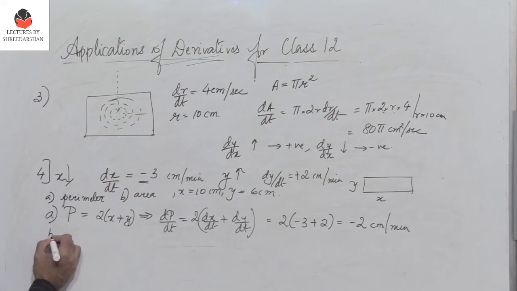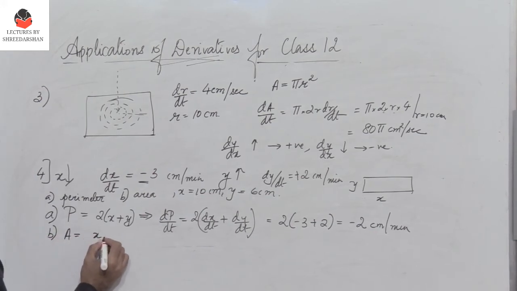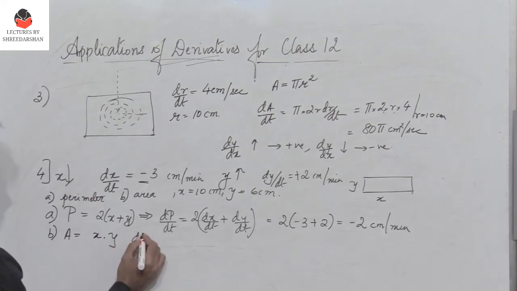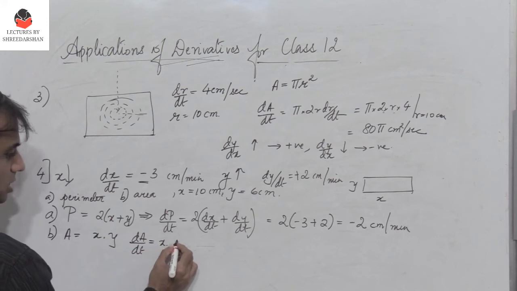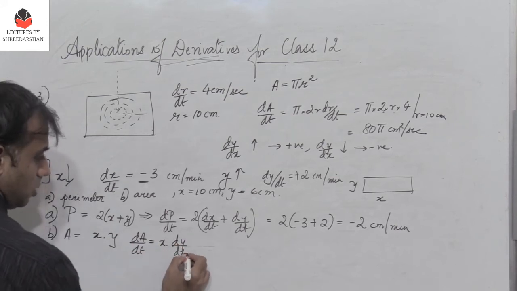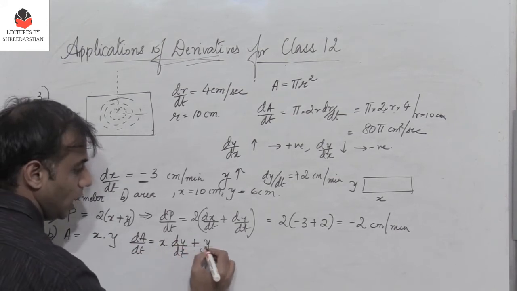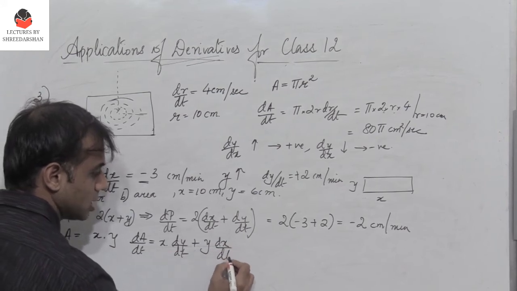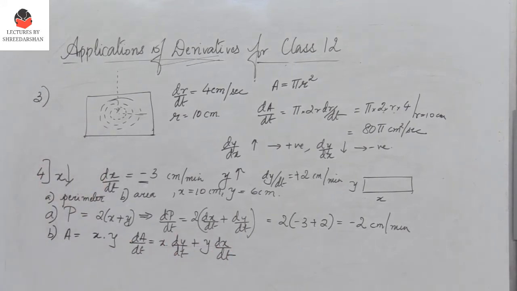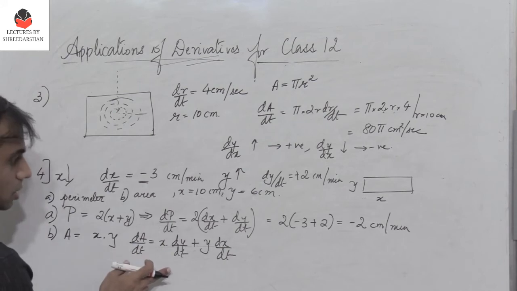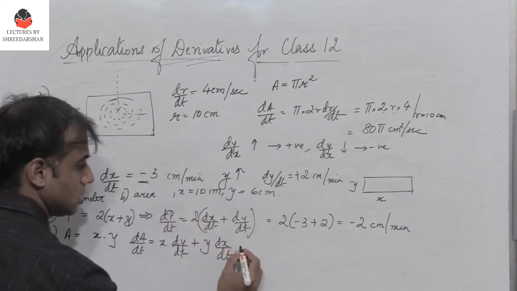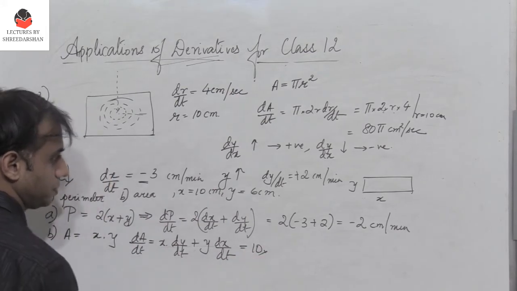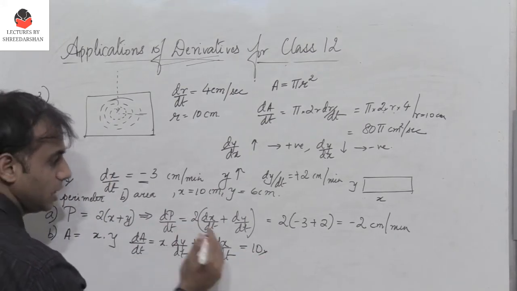Now what about the area? Now the area is given by x into y. So what is dA by dt? It is nothing but x into differential of y plus y into differential of x with respect to t. And I need to find the value of the area when x is 10 and y is 6. So x is 10, right? And what is dy by dt? It is 2.